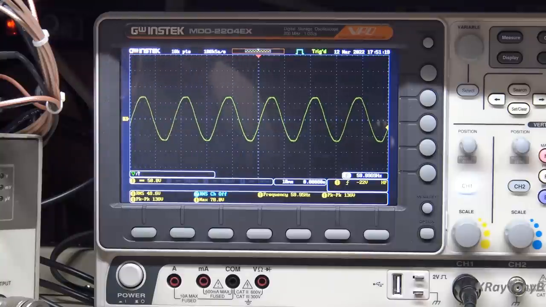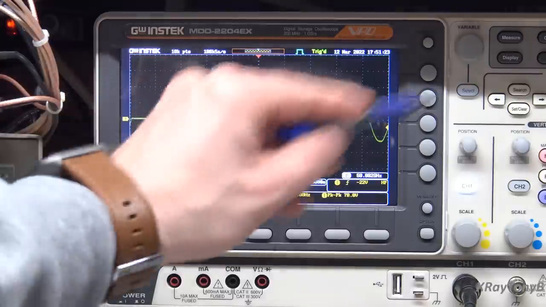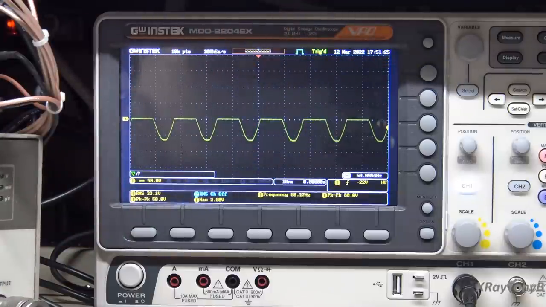Now, what this is called when we do this, this is called half-wave rectification. Now, what do you think will happen if I flip the diode the other way? So see what it looks like right now?